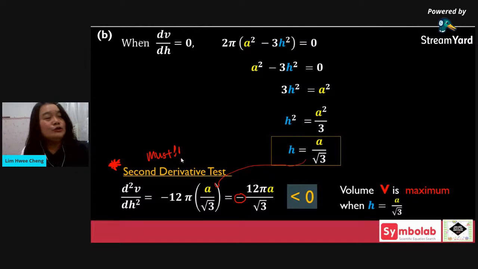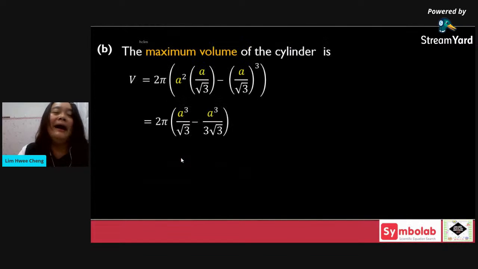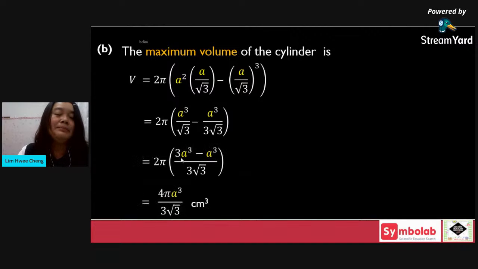Okay? Then you only substitute the value. This is the simple algebraic operation. So you go back and try. You just substitute, simple algebraic operations, then you will get this, the answer.